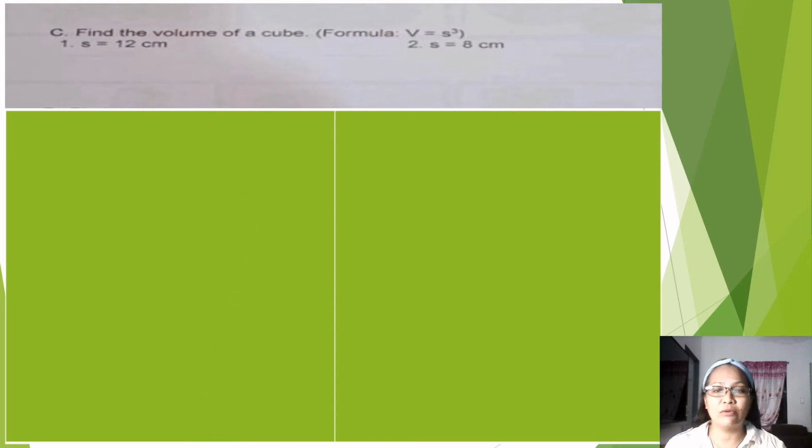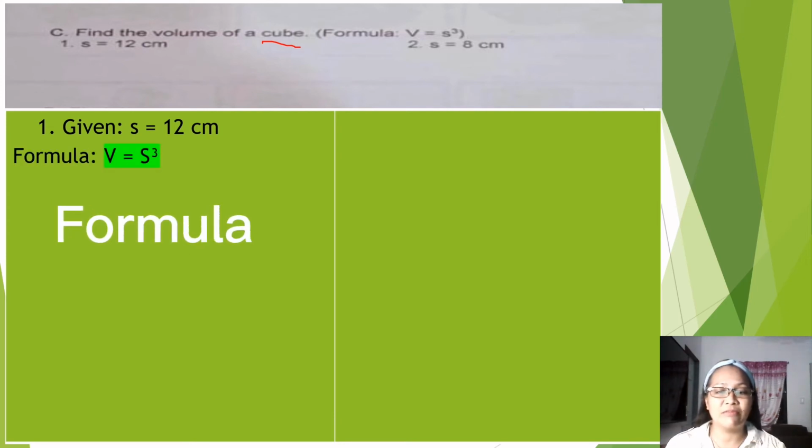Letter C, find the volume of a cube. So when we say cube, all the edges or sides are the same or congruent. So for our given number 1, S is equal to 12 centimeter. And for our solution for cube, we have V is equal to S cube, wherein S is the measurement of the sides. And for our solution, first we need to copy the formula.